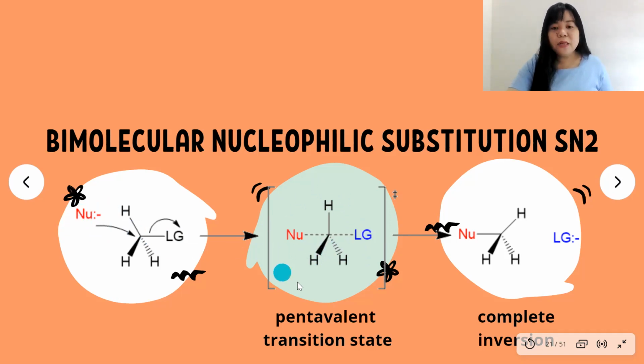Therefore, emphasis is given on this structure where the leaving group leaves in the opposite direction compared to the direction of attack of the nucleophile. Therefore, after the reaction, there is complete inversion. So the leaving group leaves from this side while the nucleophile attaches itself on this side, resulting in a complete inversion in the alpha carbon configuration.